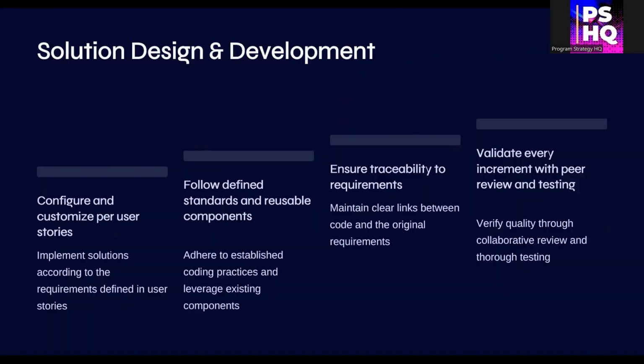As we build, every user story must be implemented with traceability to the original requirement. Follow development standards and reusable components to maintain consistency. Each working increment should undergo peer review, unit testing, and functional testing. This is your first line of quality defense.